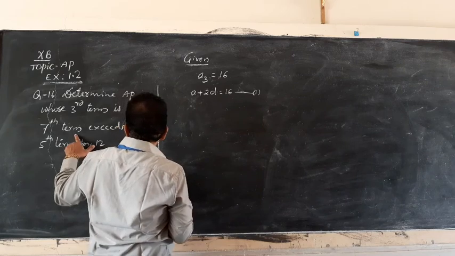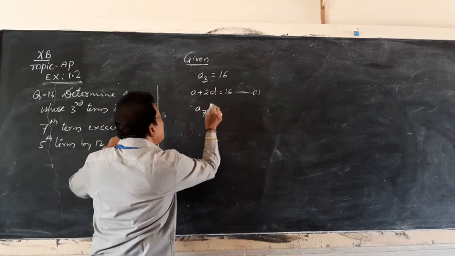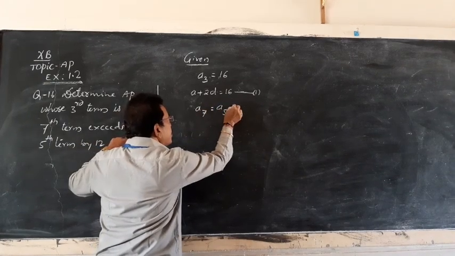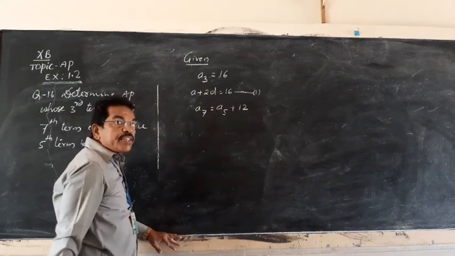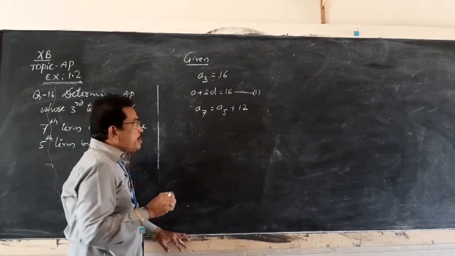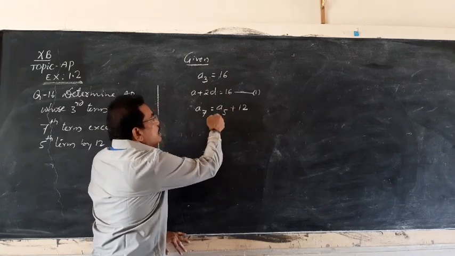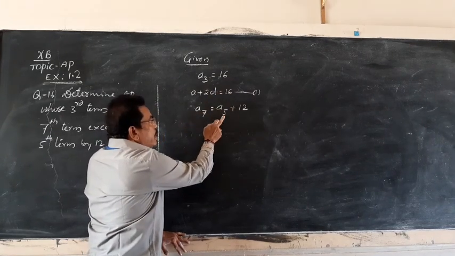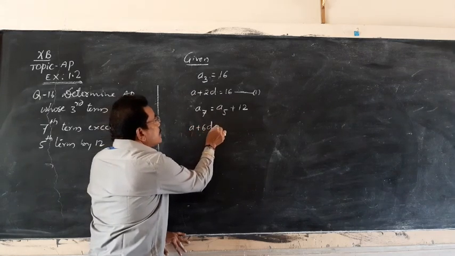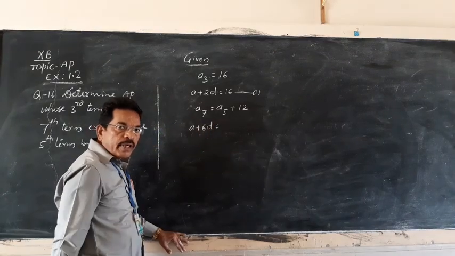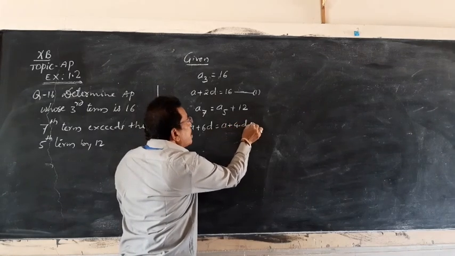Then the seventh term, A7, exceeds the fifth term, A5. Exceeds means plus by 12. This is the second statement of the problem: the seventh term exceeds the fifth term by 12. That is A7 equals A5 plus 12. A7 means A plus 6D. Then A5 means A plus 4D, plus 12.